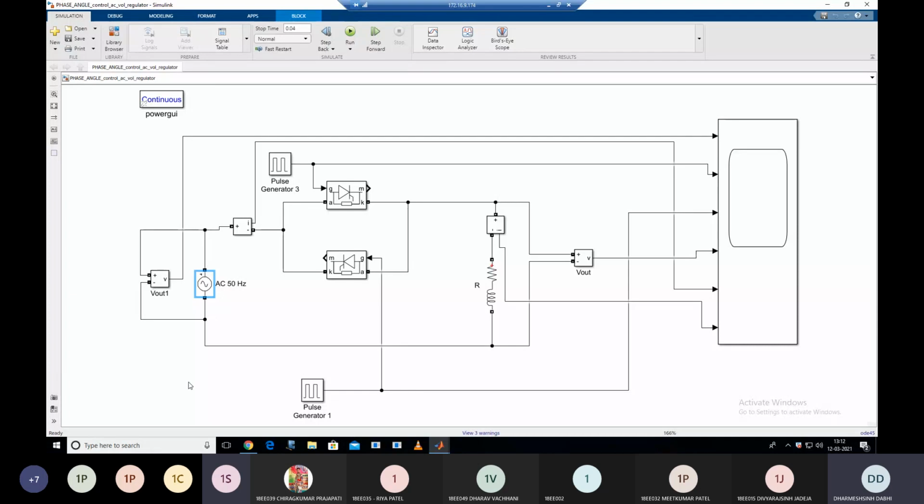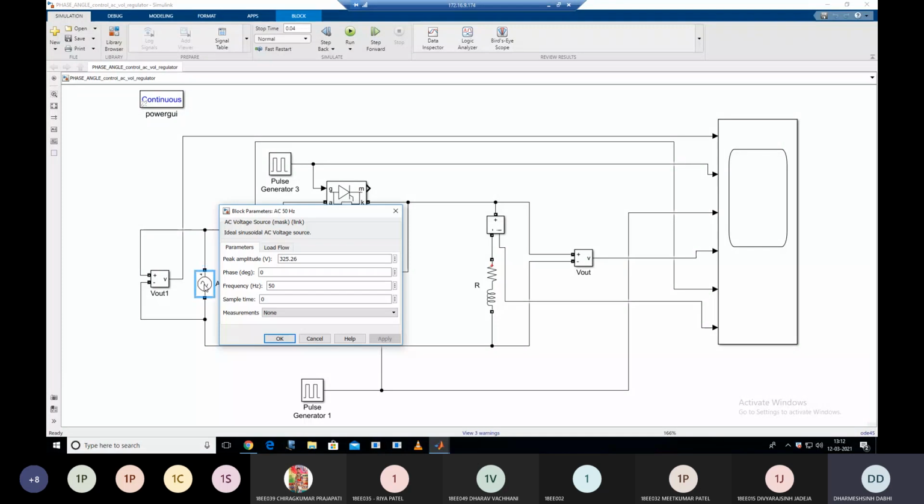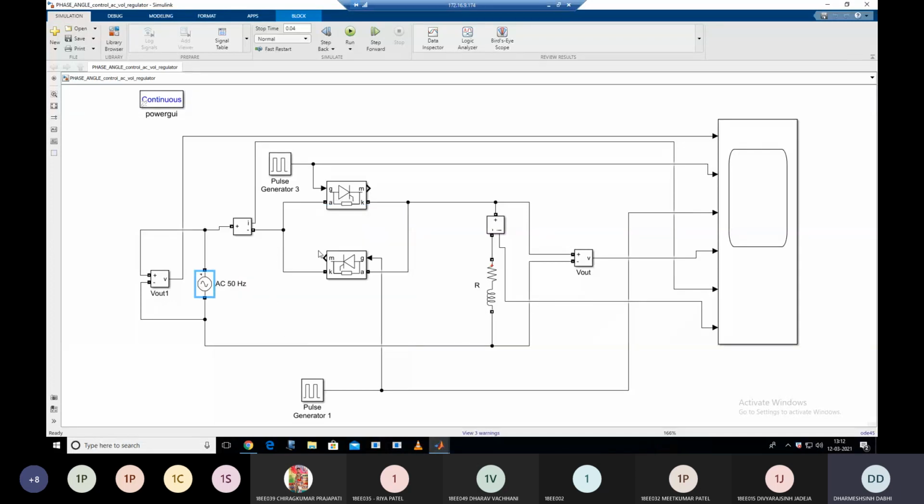Yes, sir. Okay. So as you can see here in this simulation, I simulated the AC voltage controller. 2 SCRs are connected in anti-parallel fashion. This is our supply voltage, 230 volt 50 hertz supply. Here I put the peak value, that is 230 multiplied by √2, that is 325 peak value. Then this supply is applied to this AC voltage controller.